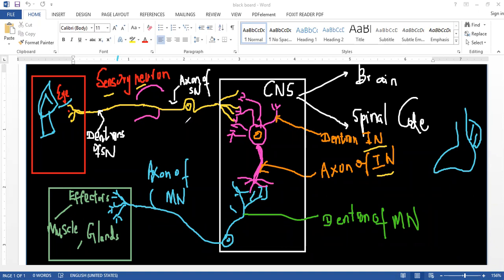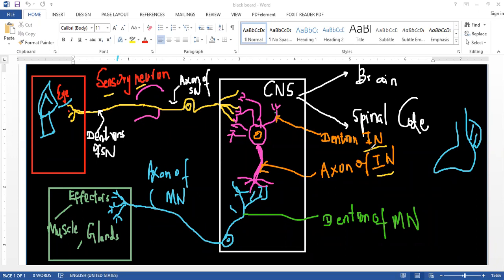Normally they will ask what is the function of the sensory neuron: the message passing, transmitting the impulses, transmitting the nerve stimuli from the sensory organ to the central nervous system. That is one function.